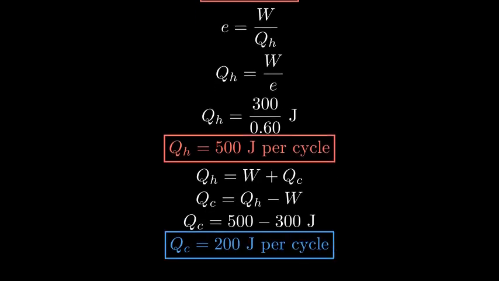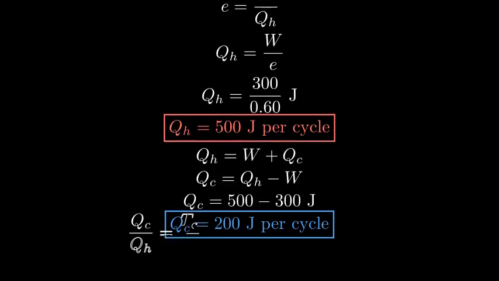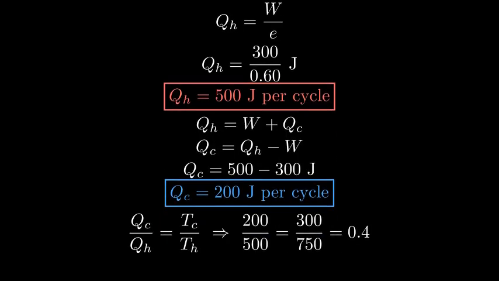We can also check with the Carnot ratio. For a Carnot engine, QC over QH equals TC over TH. That is 200 over 500 equals 300 over 750, which is 0.4 on both sides. So the results are consistent.